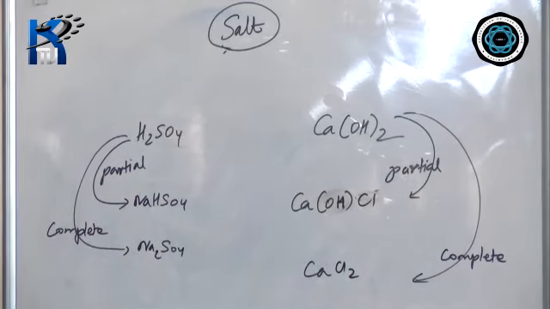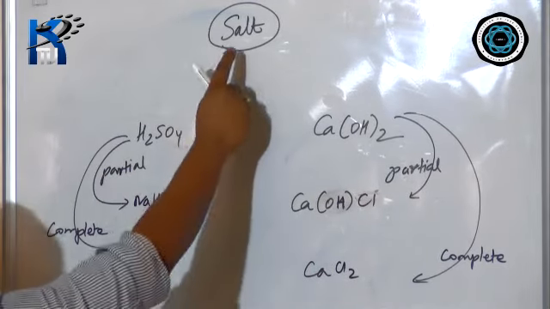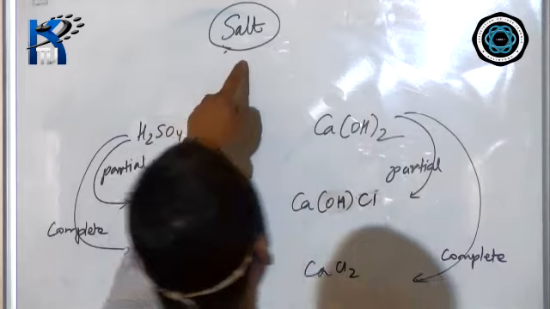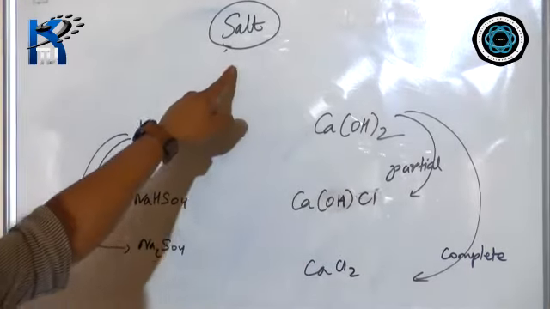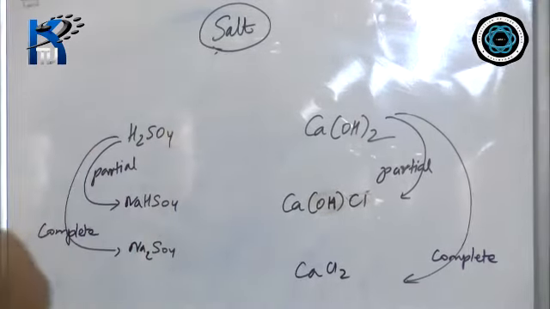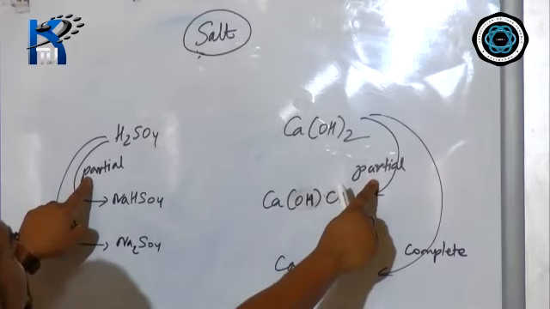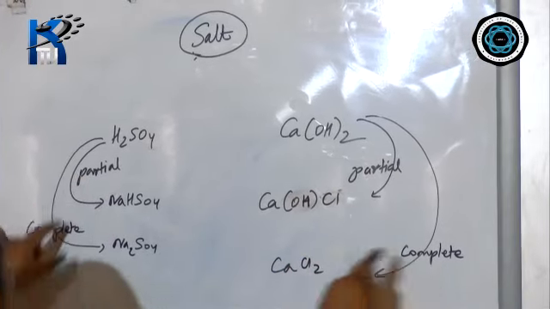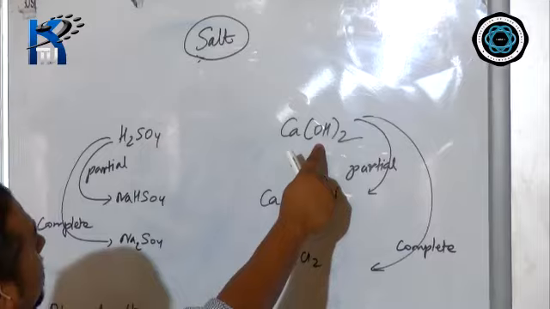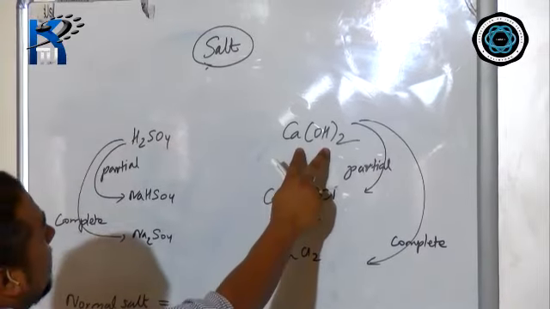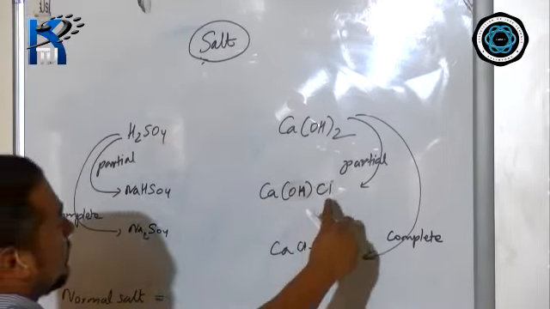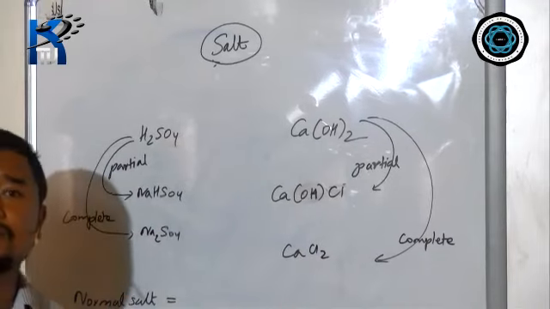So let us see the definition of salt again. Define salt. Salt is defined as those compounds which are formed by either partial replacement or complete replacement of hydrogen ion or hydroxyl ion of an acid or a base, either by metal or by non-metal. That will give you the definition of salt.